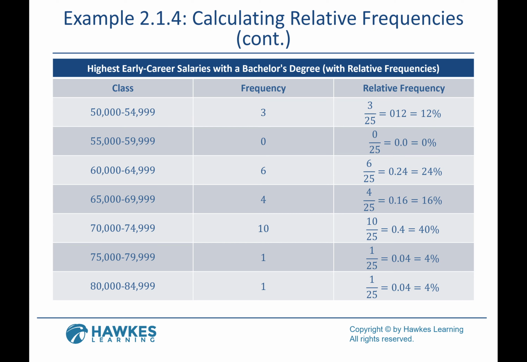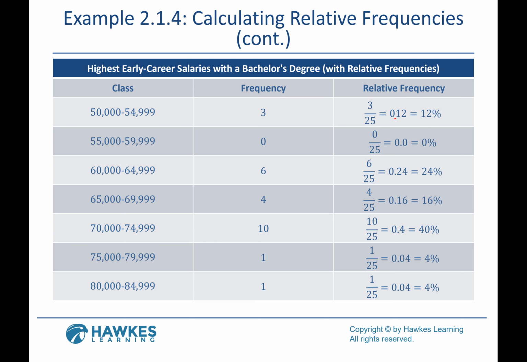3 of them fell in this class. So 3 divided by 25, or 3 over 25, that's fine. That should be 0.12. It's missing a decimal there. Or we could change that to a percentage and say 12%. 0 is easy, 0%. Here, 6 divided by the 25, we get 24%.